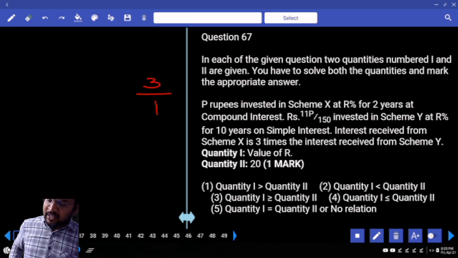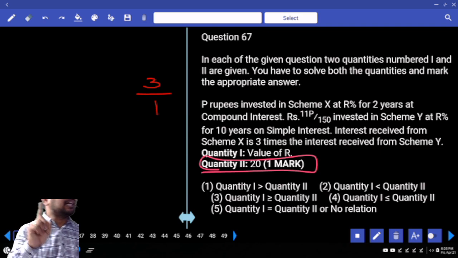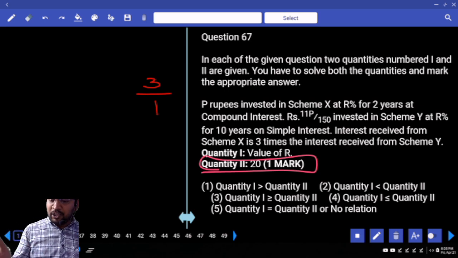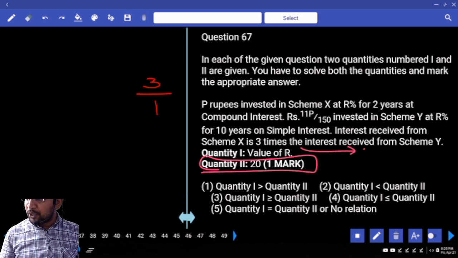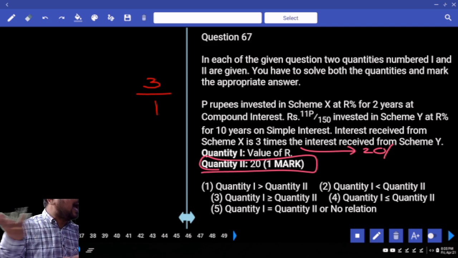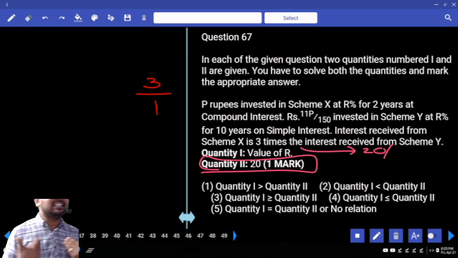Okay. Now look here. Quantity 2 they have given as 20. They're asking quantity 1. If you know quantity 1, then you can compare easily. So here, quantity 1 also I am going to assume as 20. If I assume 20 and it is equal, then that option is there. If it is more, that option is there. If it is less, that option is there. All of you clear? So that is the reason I assume the rate of interest as 20.